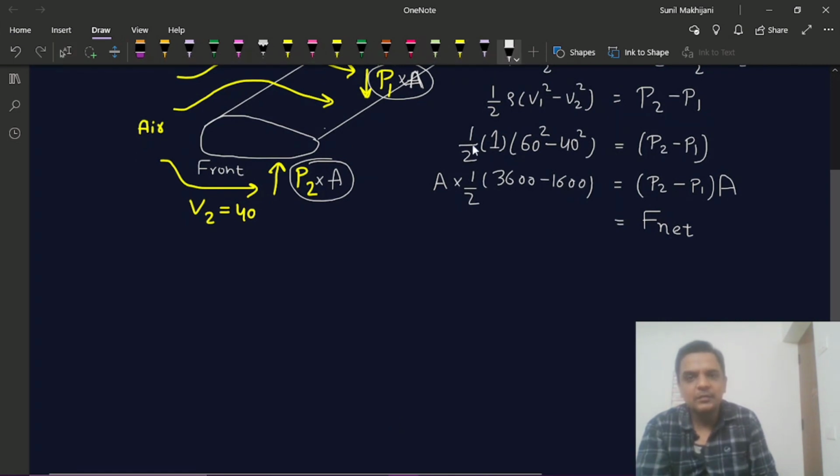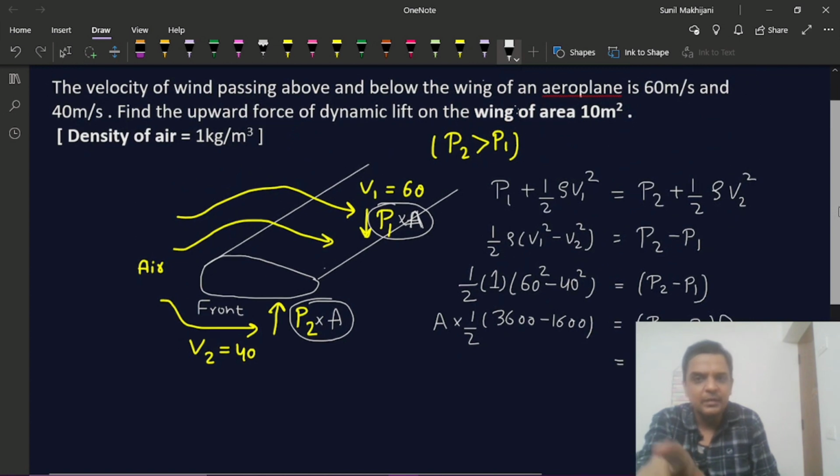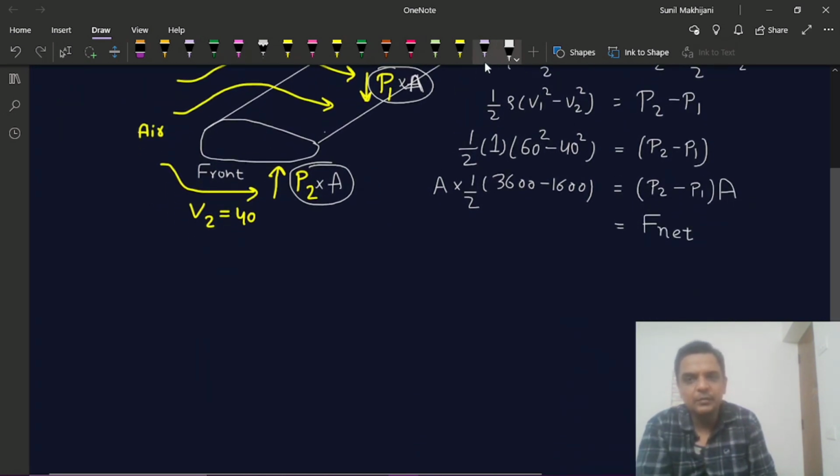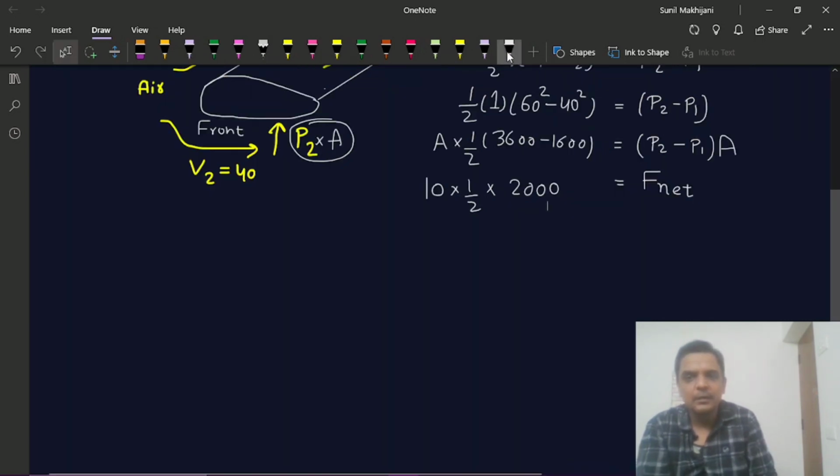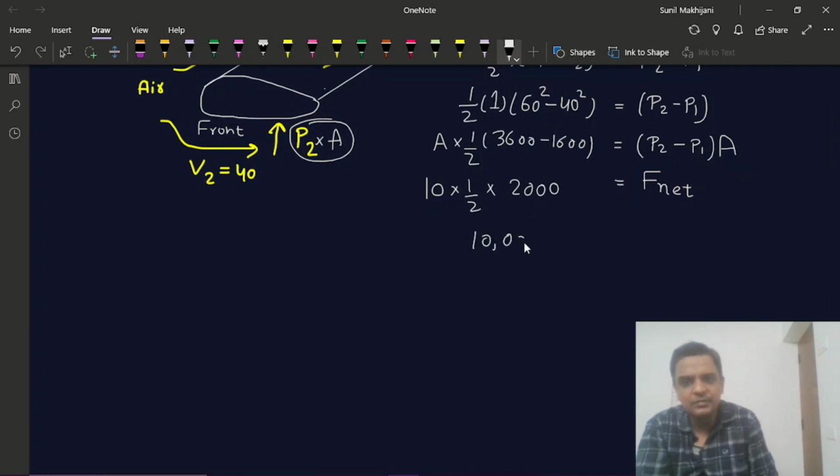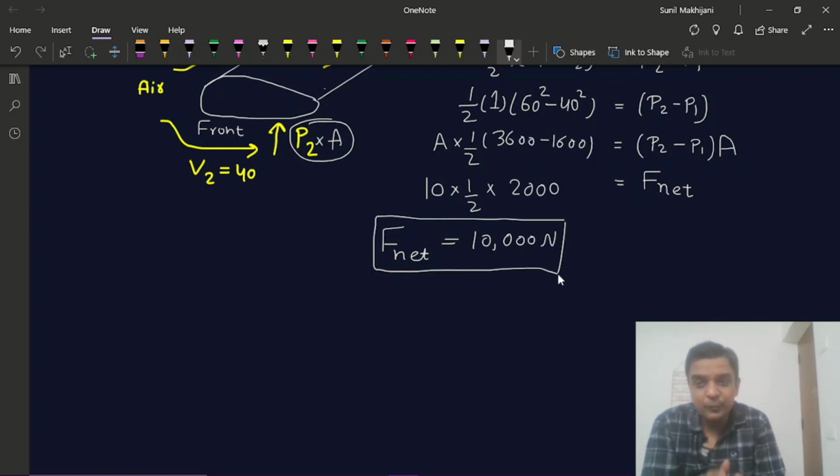So we just have to solve this one. Now the area of the wings is given in the question. If you see, it's 10 meters square. So we have to put this area as 10, into half. This is 2000 Newton per meter square. So you will get the answer as 20,000 Newton. So this is nothing but the force of dynamic lift acting on the aeroplane wings. Because of this force only, the aeroplane takes off in the air.